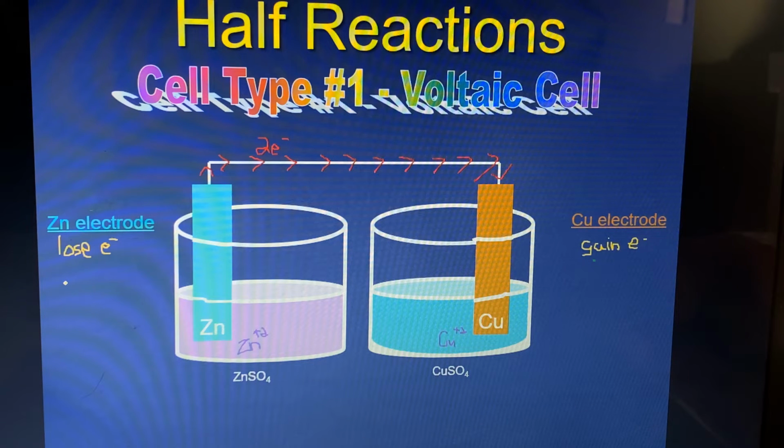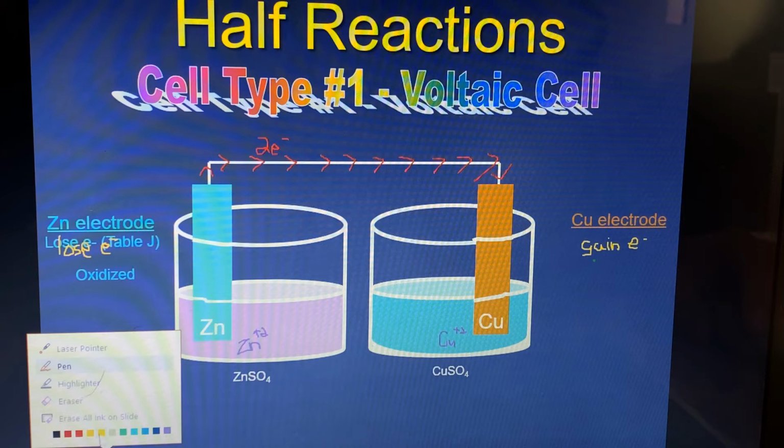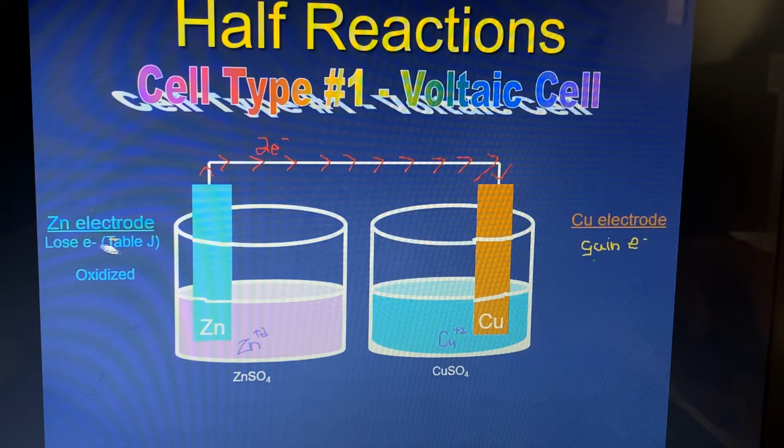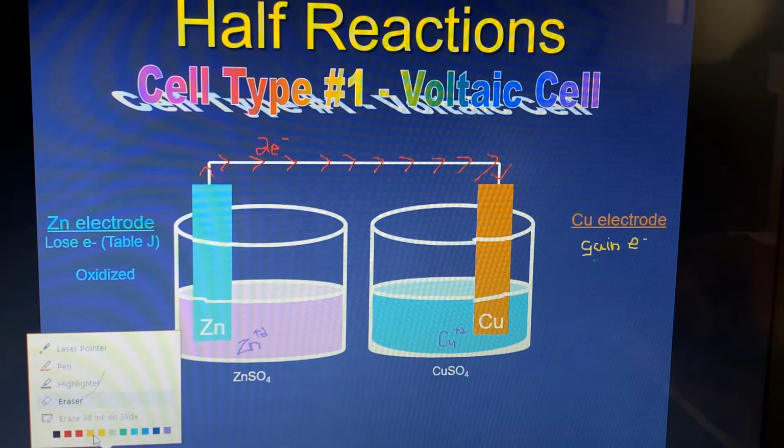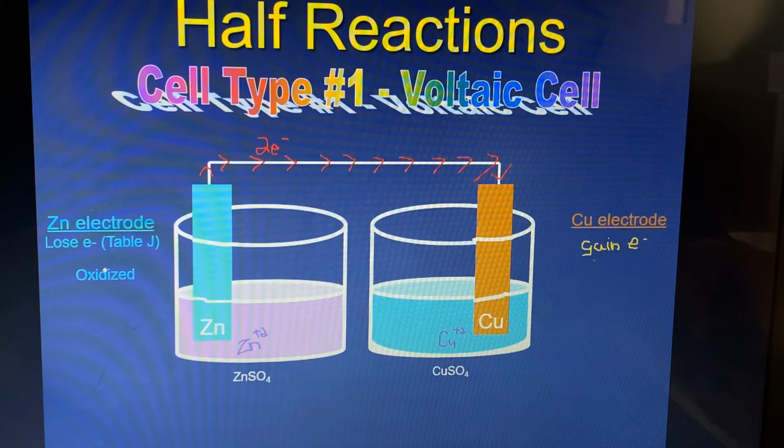All right, if you lose electrons, are you oxidized or are you reduced? I think the first thing that I populate up here on the slideshow is lose electrons, table J. Therefore, if it loses electrons, it is oxidized. I'm just getting rid of that so it's easier to see. Loss of electrons is oxidation, gain of electrons is reduction. As a result, the zinc electrode is oxidized, so it's losing electrons.